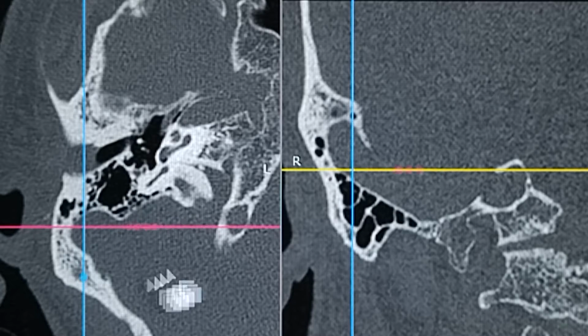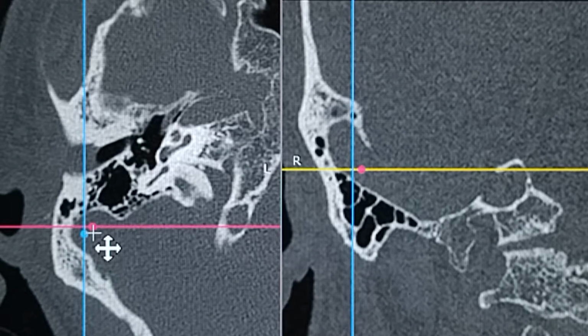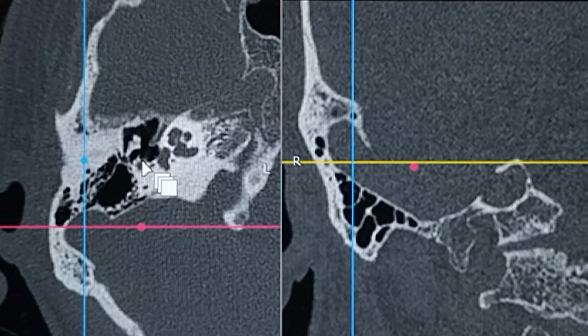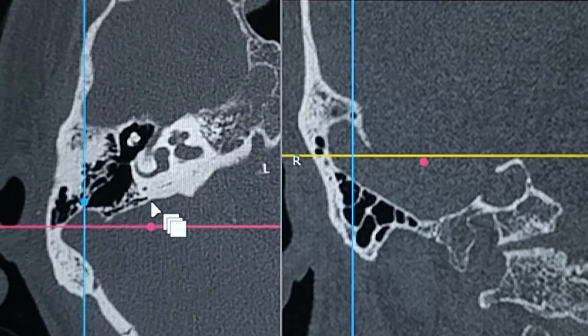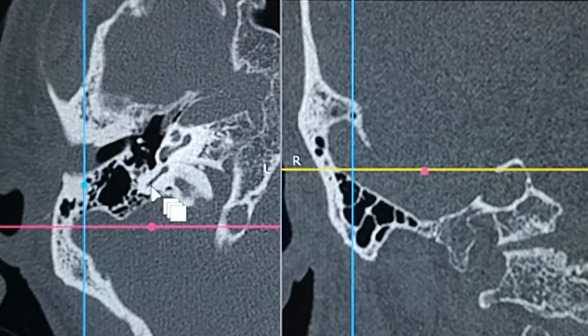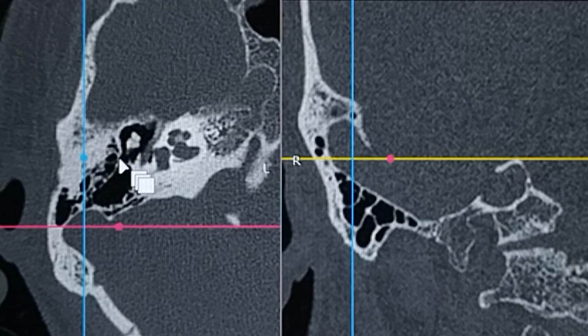So the most prominent part of the sigmoid sinus, if you draw a line like this, and if that prominent part is medial, or you can say posterior to that line, it becomes type 1. The second line is that you draw a straight line through the ice cream cone appearance of the ossicles like this. So this becomes line 2, and the previous one which I showed becomes line 1. This is line 1, and this is line 2.